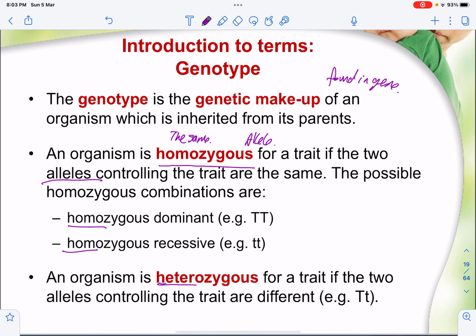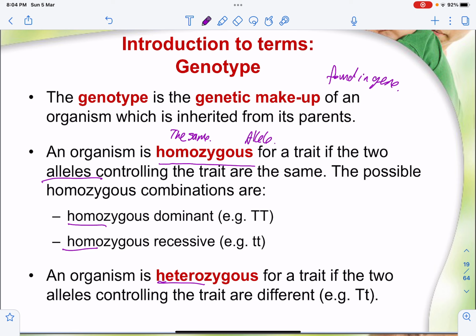Then comes the meaning of heterozygous. Heterozygous means different. Like if you are heterosexual, it means that you like someone from the opposite sex. Okay, so hetero means different. Then if someone says you are homo, it means you prefer someone of the same gender. Okay. So for a trait, if the two alleles are controlling the trait, they tend to be different. So in the Sec 4 syllabus, there are only two alternative forms that you will be matching. Therefore, there are only three types of combination that you'll see.